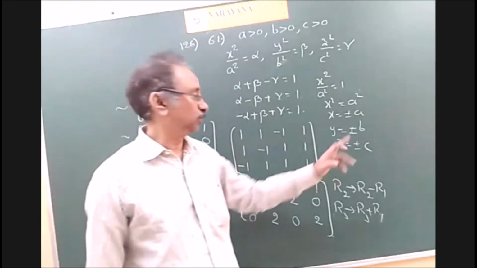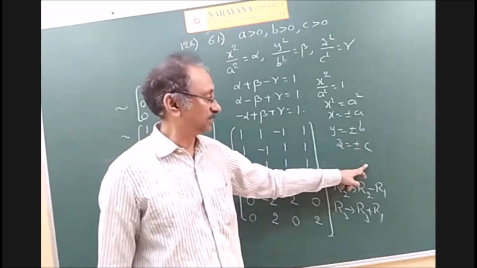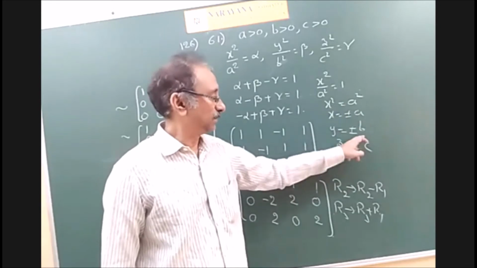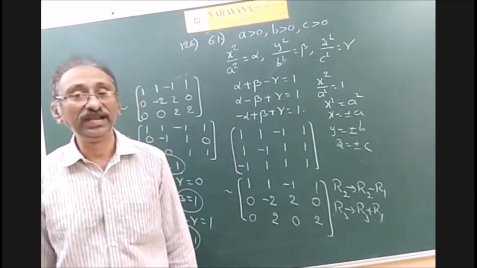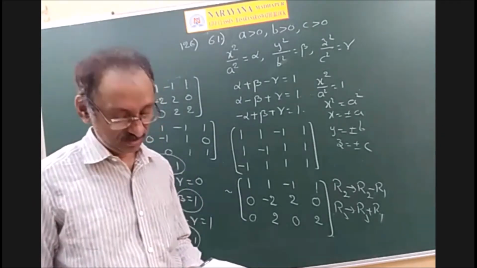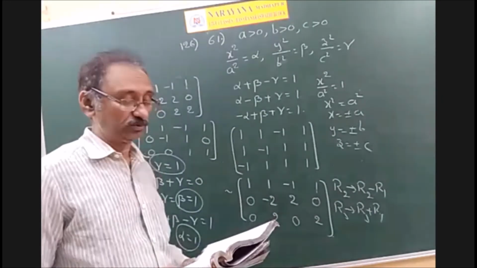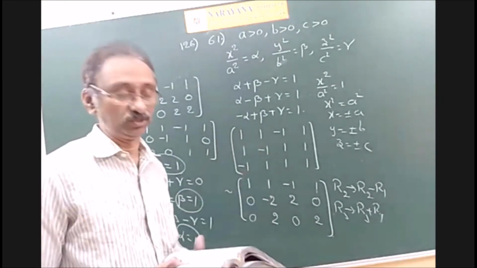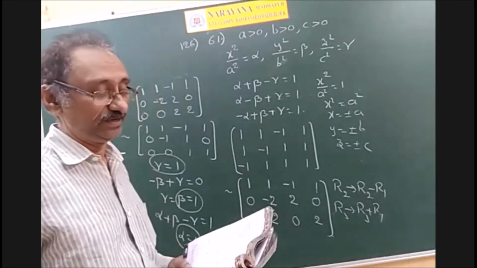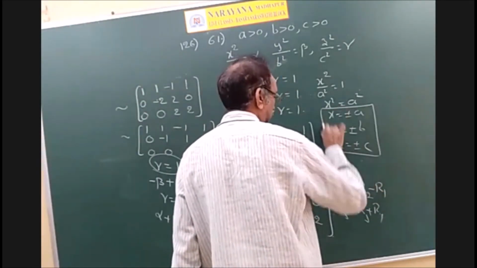Suppose one solution set is a, b, c. Another one is a, b, minus c. A, minus b, c. A, minus b, minus c, like that. 8 solution sets are there. So now see the question. What are the options? No solution, wrong. Unique solution, wrong. There are so many solutions, but infinitely many is wrong. So the answer is finitely many solutions.